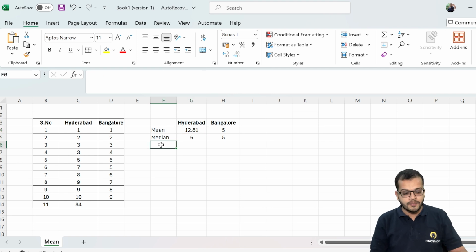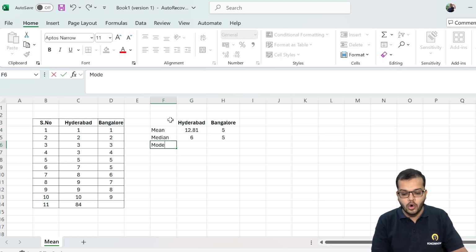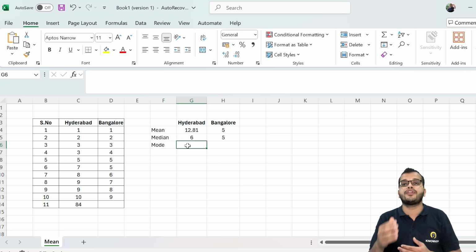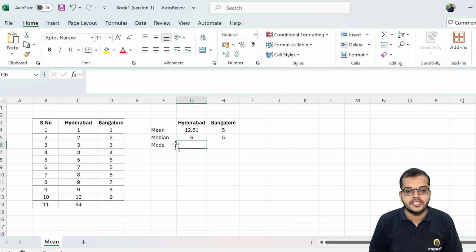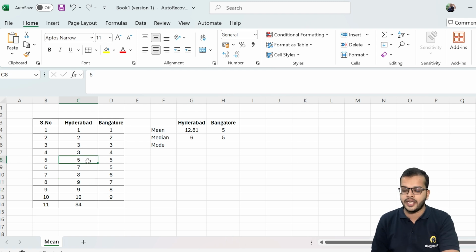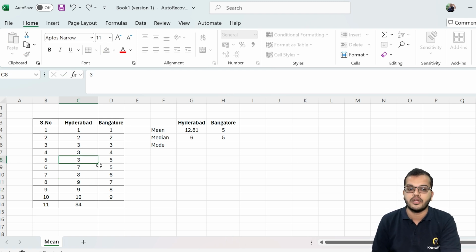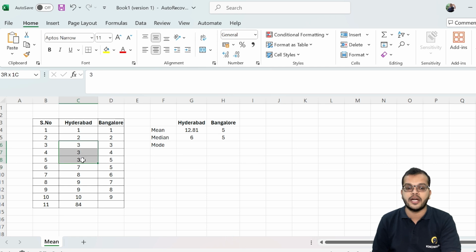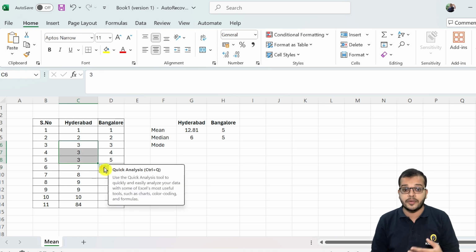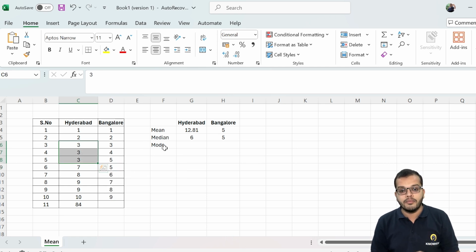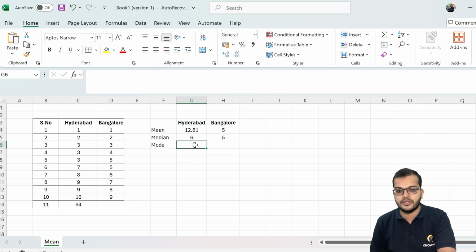In the same way, if you would like to calculate the mode, how do we calculate it? It is the one which occurs most frequently. If you see here 333, 999, these are frequently occurring. What if I have 3 here again? Then 3 is repeated, frequently occurring, so my mode for Hyderabad will be 3.